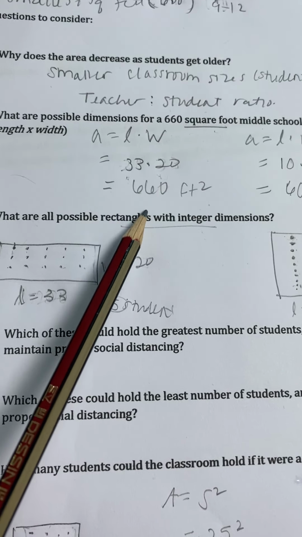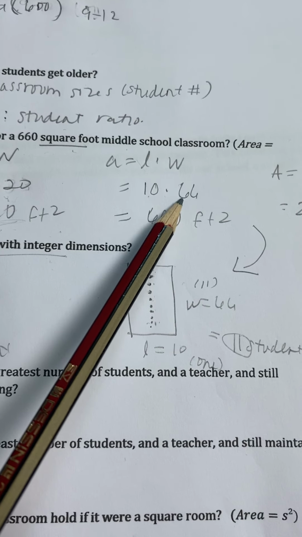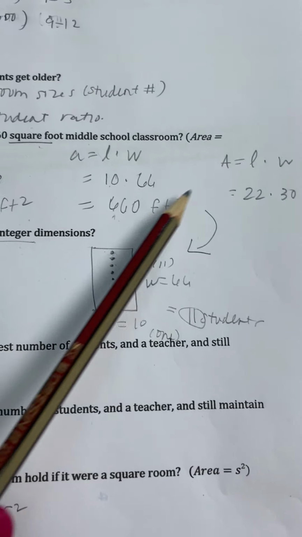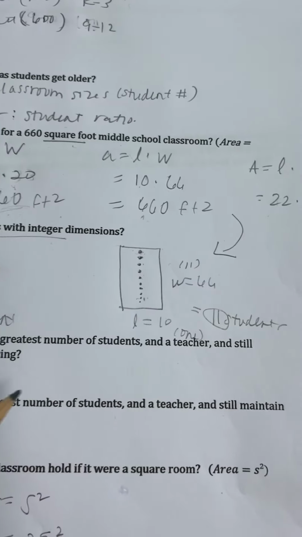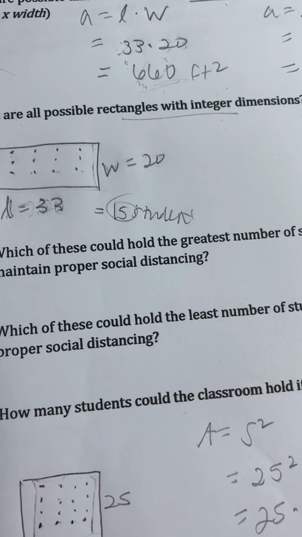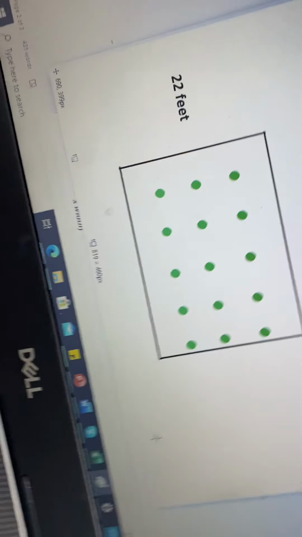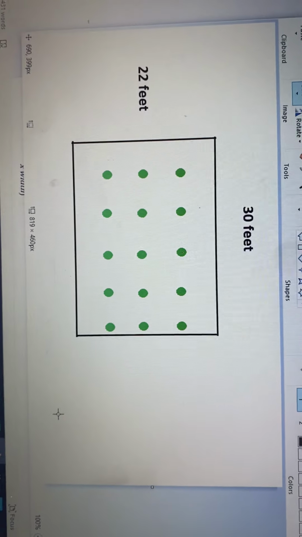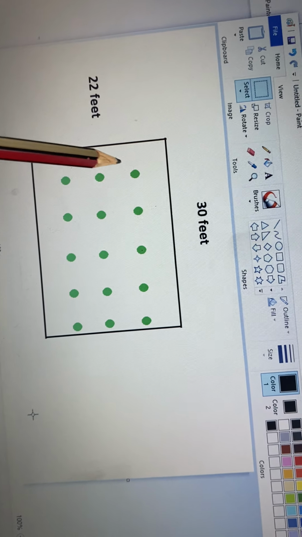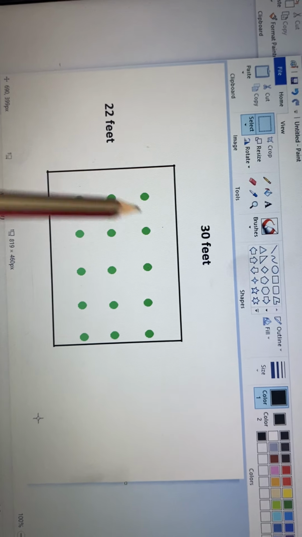This is a possibility. You can also use a 10 by 66. 10 times 66 is 660 feet squared. Or you can use 22 by 30. There's a few ways you can do it. You can create a Paint. That was pretty easy. I was able to do that. You can also, if you have a drawing app, use that as well. Here is our rectangular space, and then we have a length of 22 and a width of 30.